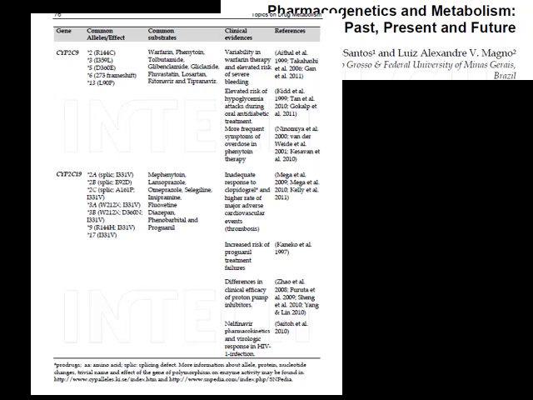Now, is this common? No. It's not common. These SNPs are rare. But when you're looking at a population, a little bit of rare here, and a little bit of rare there, and a little bit of rare there, means not that uncommon, really, when you expand these frequencies out over 300 million people.